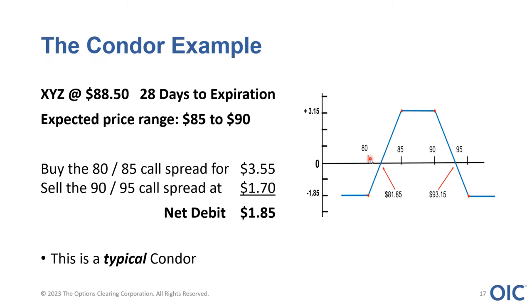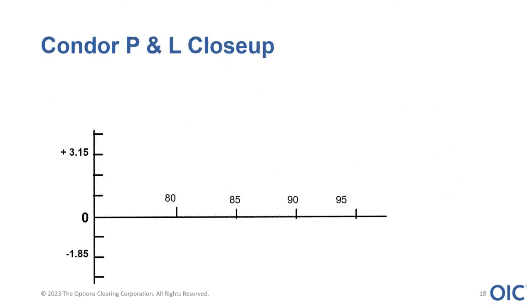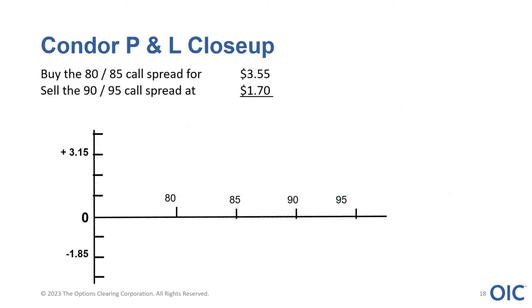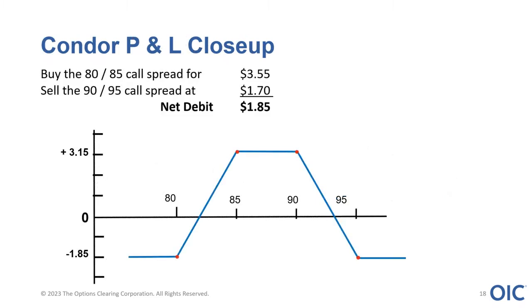So let's talk about this P&L a little bit closer. $3.55 on the lower call spread, $1.70 on the upper call spread. Your net debit for the whole spread is $1.85. That's how much you can lose for the entire spread, $1.85. And the most you can make is $3.15, which is the difference between one of these call spreads and their strikes. So the 80-85 call spread could be worth $5. The 90-95 call spread could be worth $5. But they can't both be worth $5 at the same time.